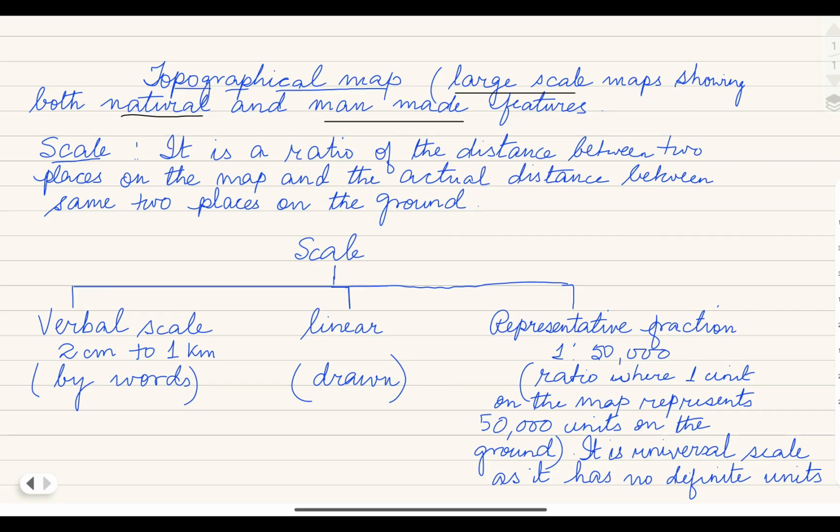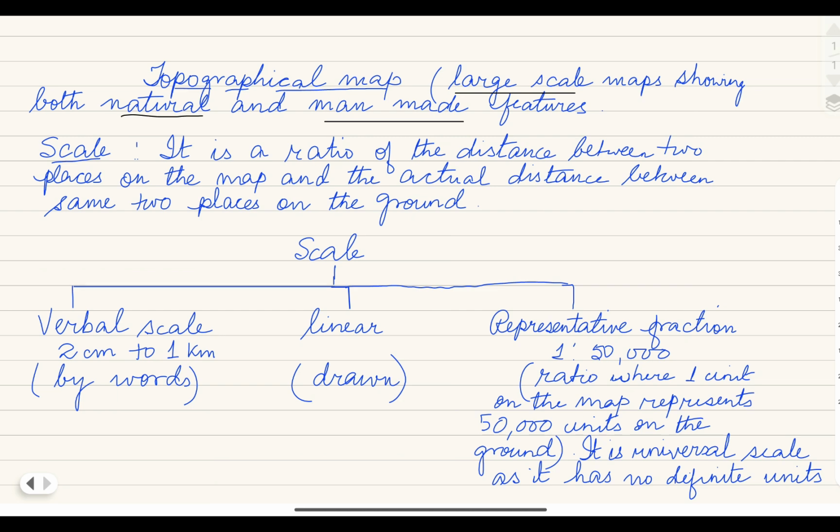Now in order to show natural and man-made features, the topographers, the surveyors, have to use certain conventional symbols and certain conventional colors. That is known as the key or index of the topographical map.